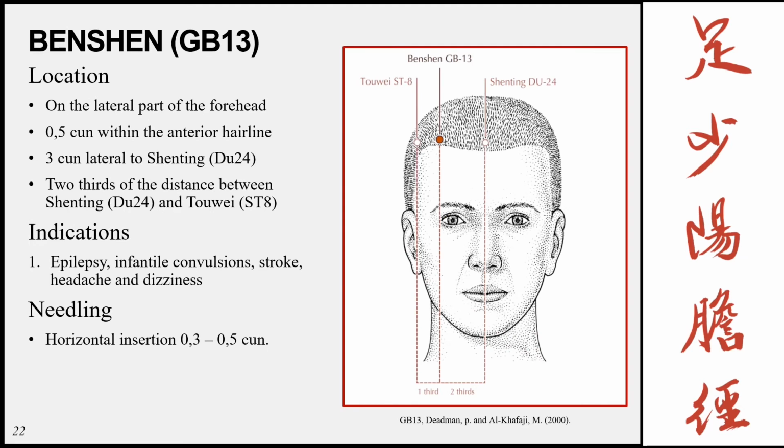The next point is Benshen, GB13. This point is located on the lateral part of the forehead, this part of the forehead here, and it's 0.5 cun within the anterior hairline. So here's the hairline. We're going to go half a cun in.